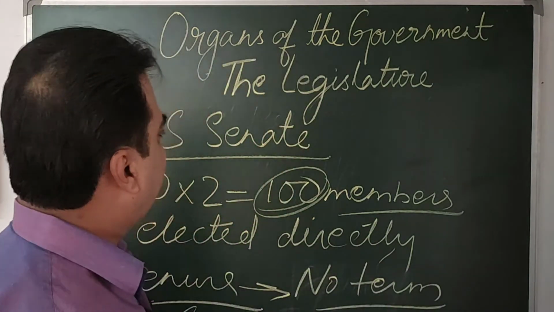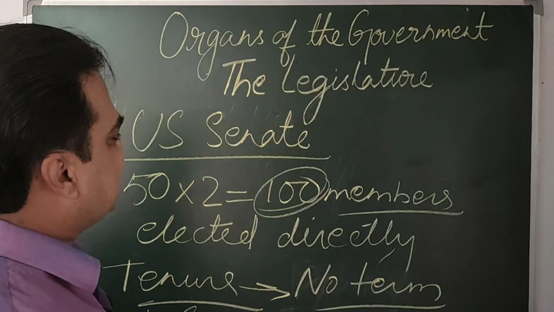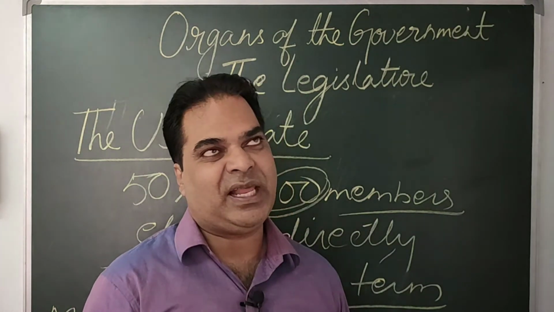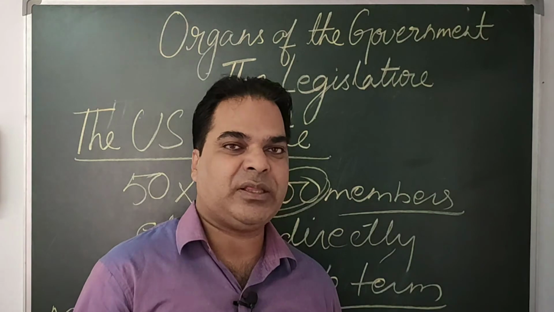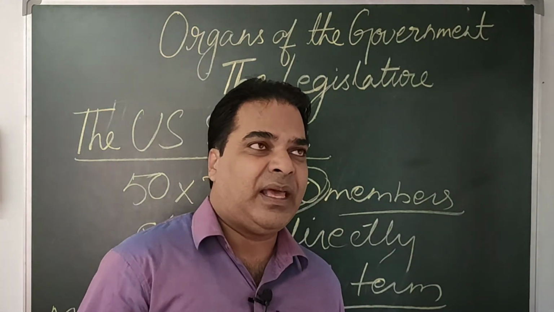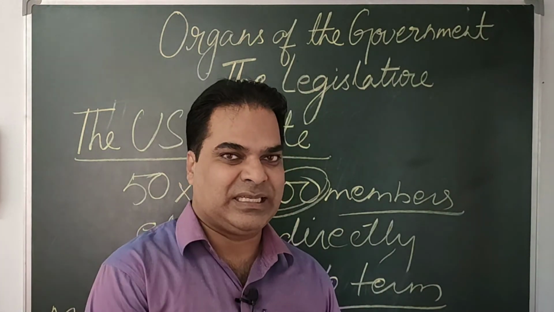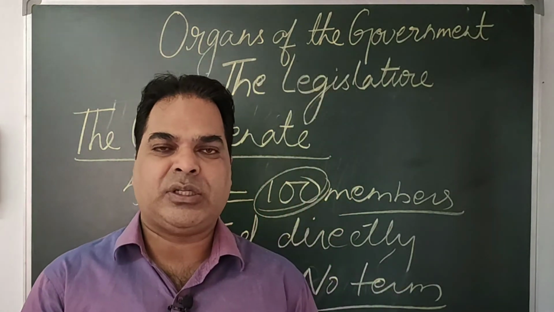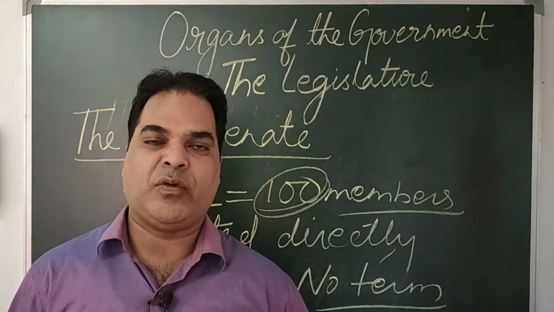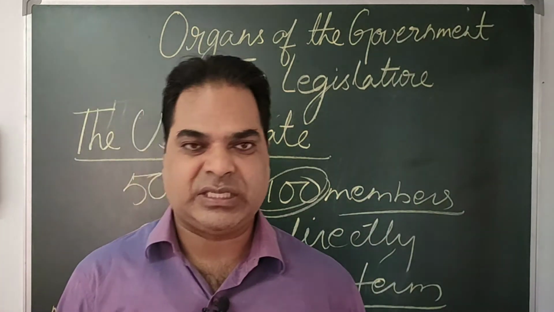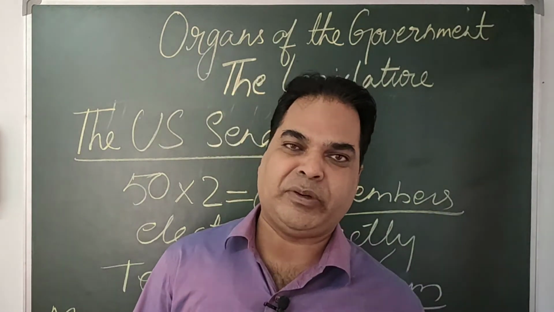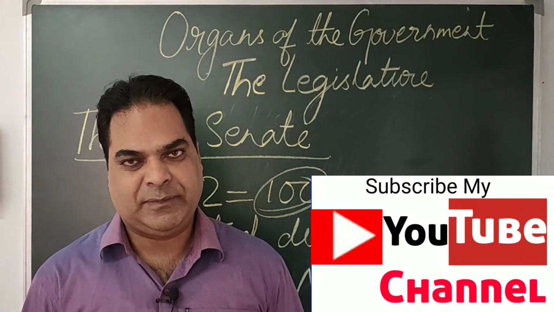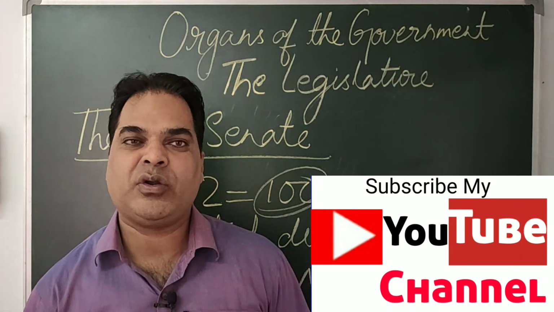Okay, so this is all about the organs of the government, that is, the legislature. We discussed today in short the composition, the method of election, the term, and the strength of Lok Sabha, Rajya Sabha, and then the House of Representatives and the Senate. In the next class, I will teach you about the functions of all these 4 houses, Lok Sabha, Rajya Sabha, House of Representatives and the Senate, and then we'll make a comparison between the houses.